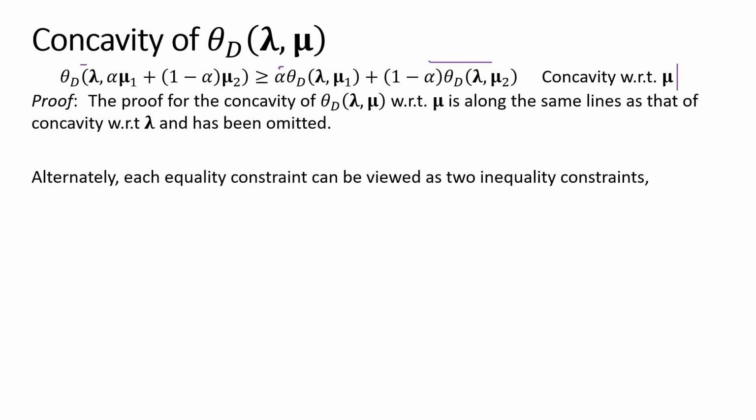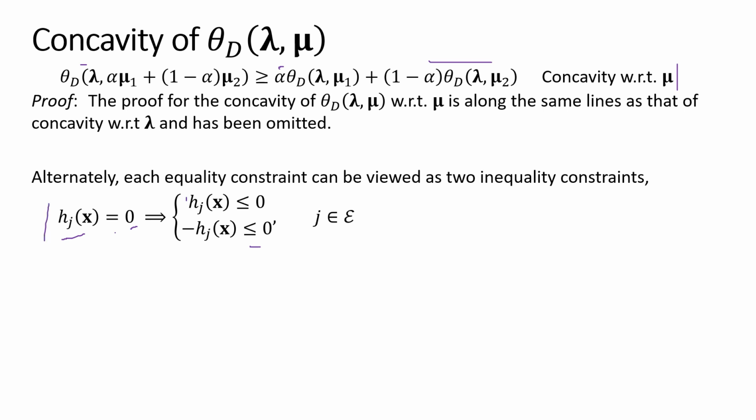Another way to view this is as follows. Each equality constraint can be viewed as two inequality constraints. h j of x equals 0 is an equality constraint, and this can be viewed as a set of two inequality constraints: h j of x is less than or equal to 0 and negative h j of x is less than or equal to 0. And therefore, the concavity with respect to lambda holds for concavity with respect to mu as well.